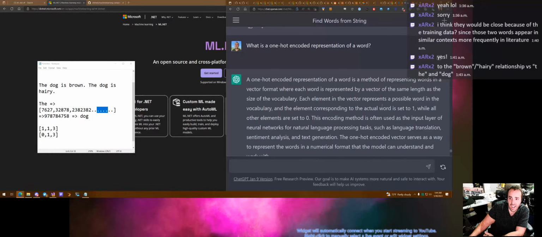So I needed to learn more, right? So each element in the vector represents a possible word in the vocabulary, and the element corresponding to the actual word is set to 1.